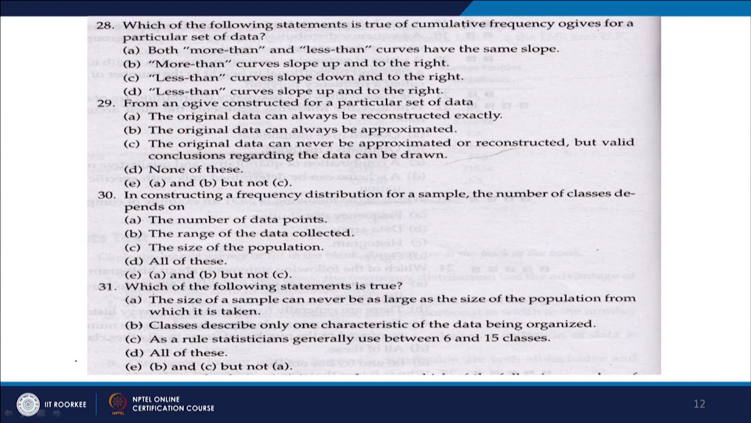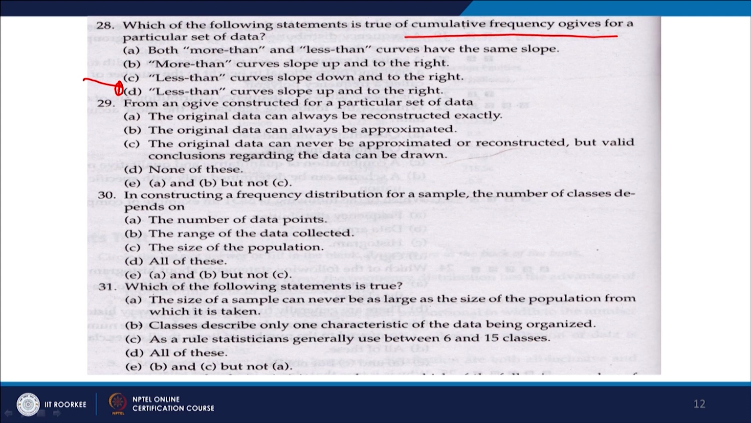Let us move on to the next few statements. Which of the following statements is true of cumulative frequency ogives for a particular set of data? So, for this D is correct, right.